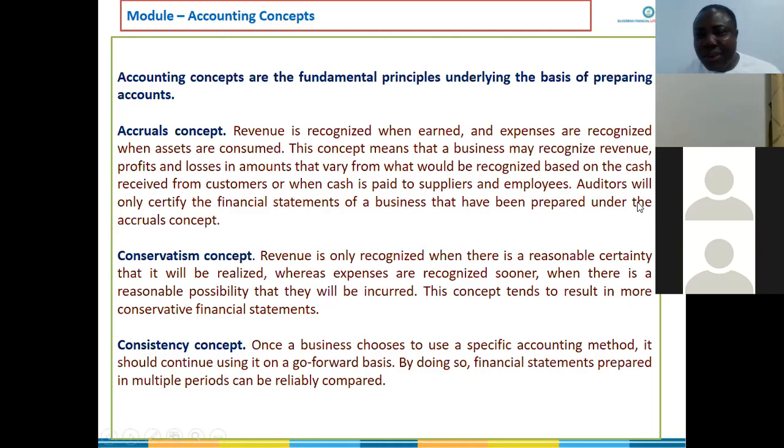Is it okay? Yeah, it's okay. Yes. Yeah, so that is the accrual concept. It's very, very important in preparing the profit and loss account. And we are going to see them in figures. Then I will explain them more when we come to the figures.